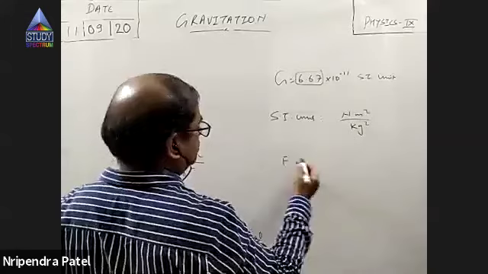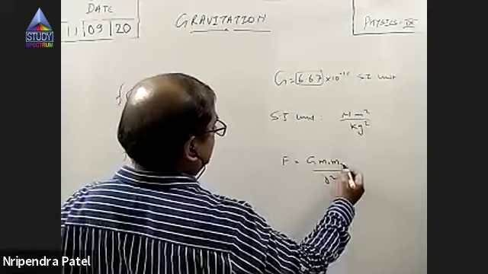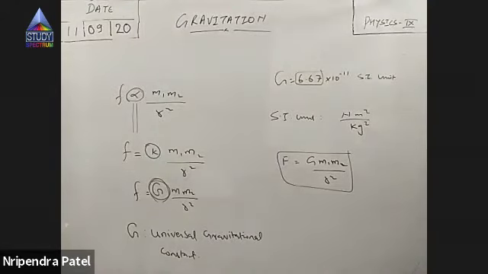Okay. So now we know Newton's law of gravitation: G m1 m2 by r squared. Newton's law of gravitation says that the force of attraction acting between two masses m1 and m2 separated by a finite distance r is given by the formula G m1 m2 by r square. Clear?